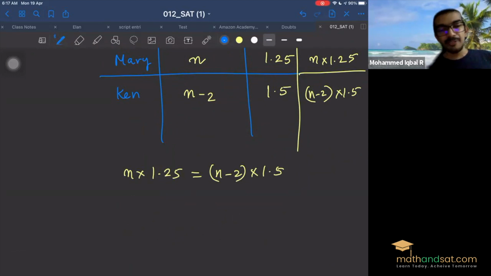Can you find the value of n? Even though it's not asked in the question, can you find the value of n? I'll be right back. Just give me a minute.